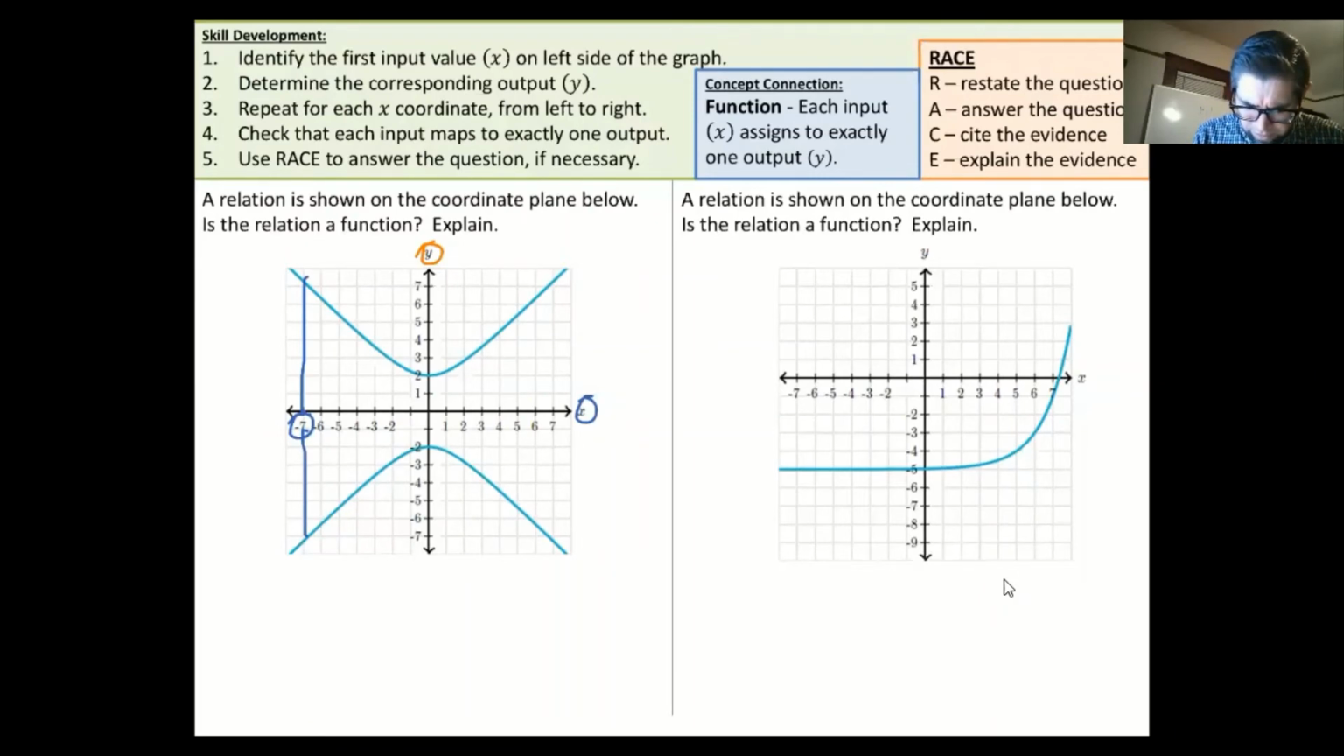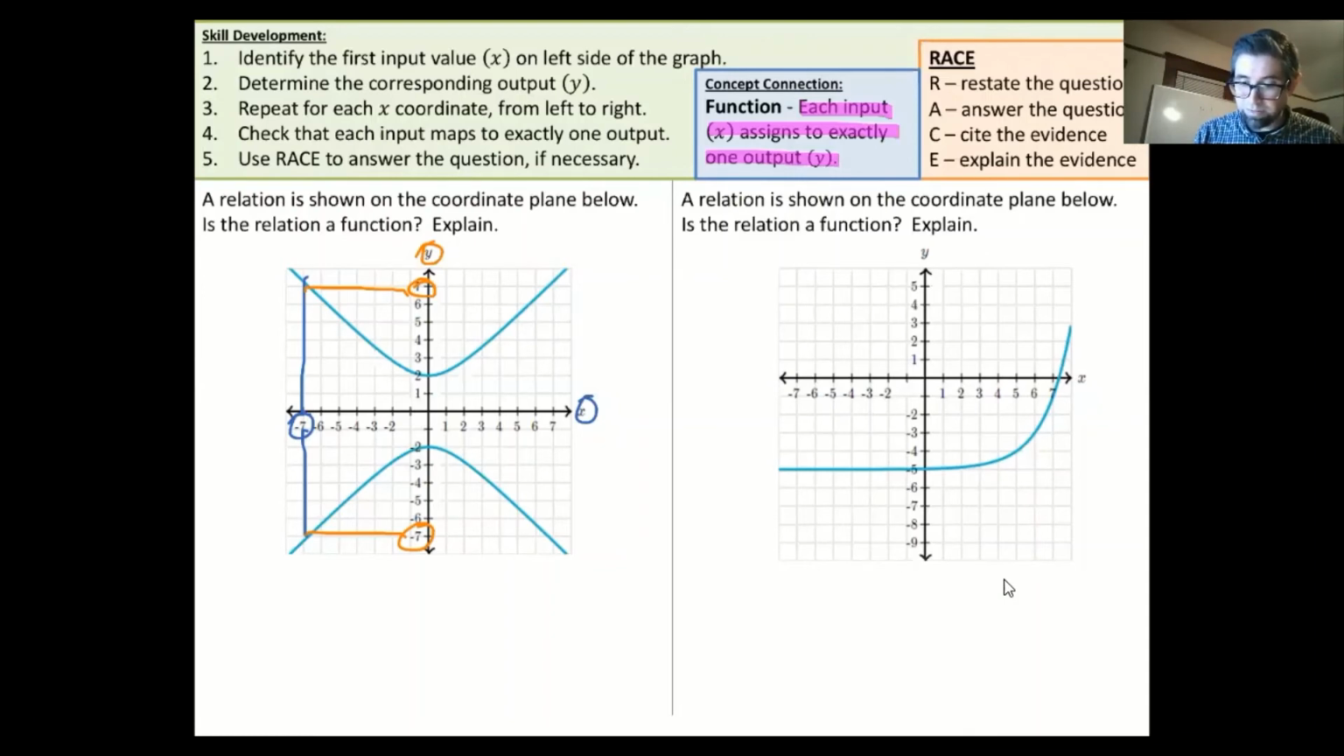Well, step 2 says identify the outputs that correspond with it. Here, I have an output of +7, but down here, I have an output of -7. So I already can tell that this is not going to be a function because this is not meeting my definition right here, where it says each input assigns to exactly one output. Here, my input -7 is assigned to 2 different outputs. Done. This is not a function. Now, the next step says repeat for each x coordinate. Well, I got lucky on the first one, so I don't need to do any more repeating. Step 4 says check that each one maps to only one output. It doesn't. This input is assigned to 2 different outputs. This is no longer a function.